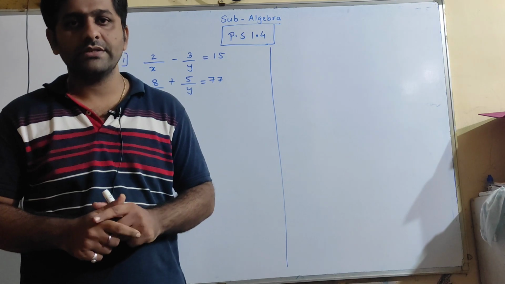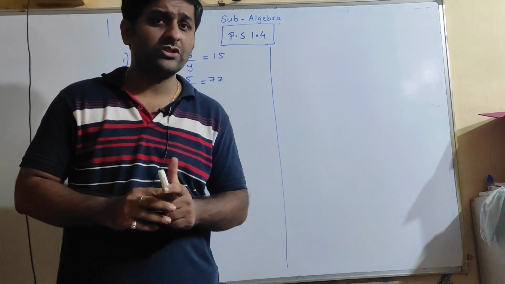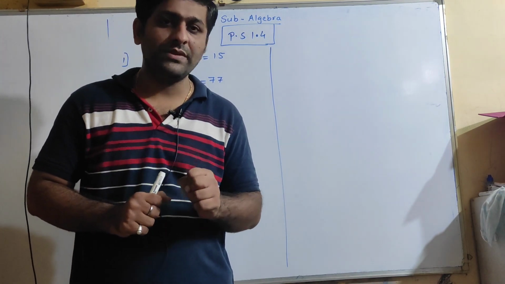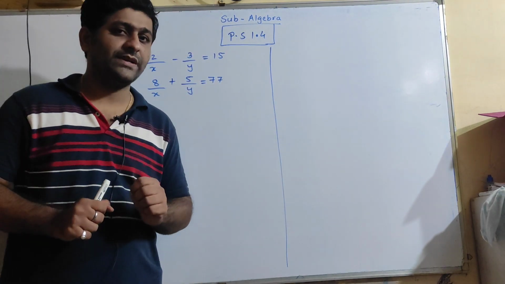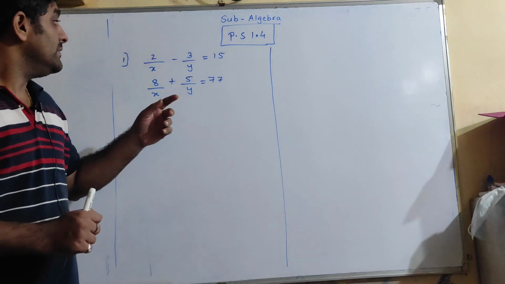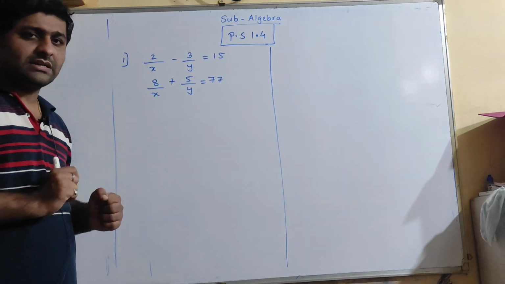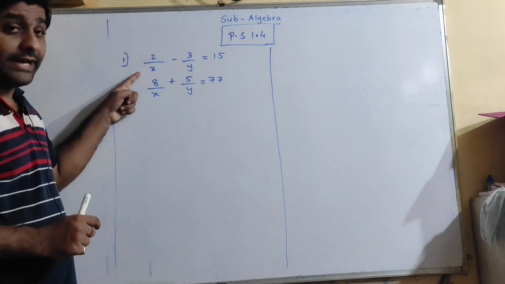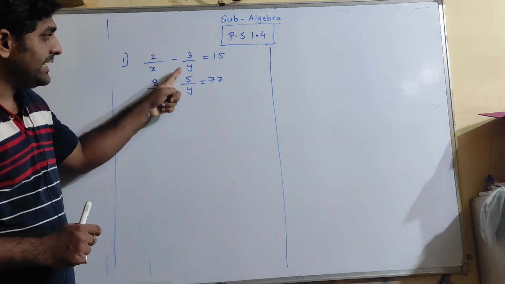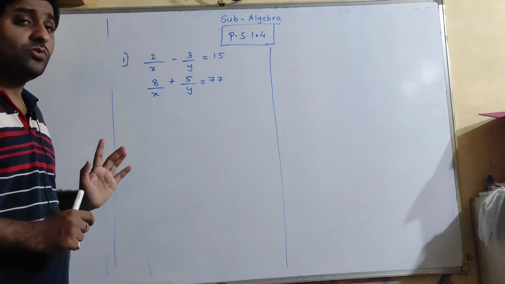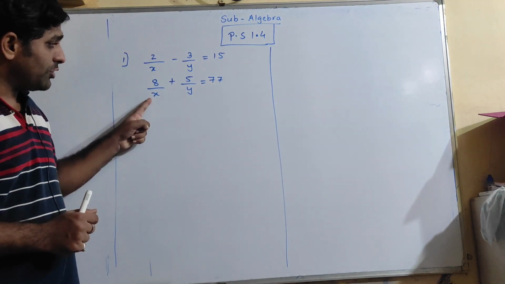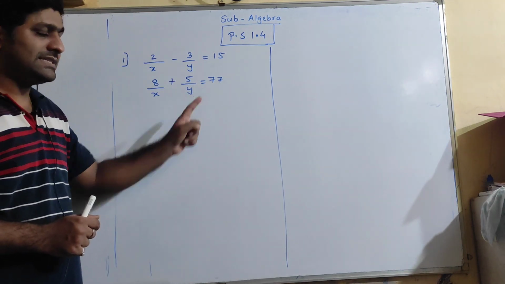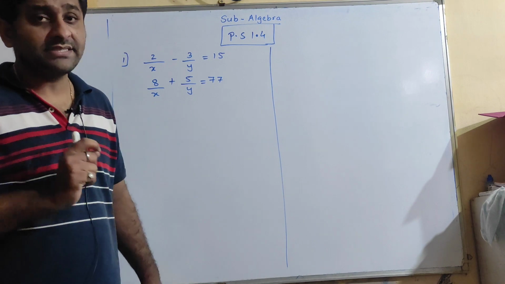Now students, in this lecture, we are going to start with practice set 1.4, and let's try and understand the problems based on this type. Now, look at the equations that are given to us. 2 upon x minus 3 upon y equal to 15, and one more equation, 8 upon x plus 5 upon y is equal to 77.